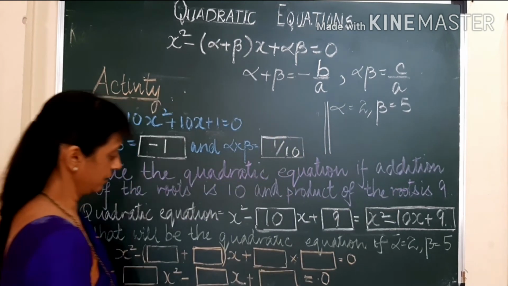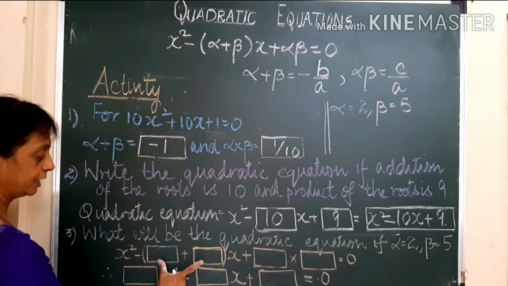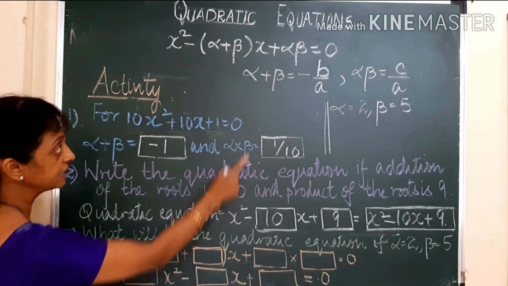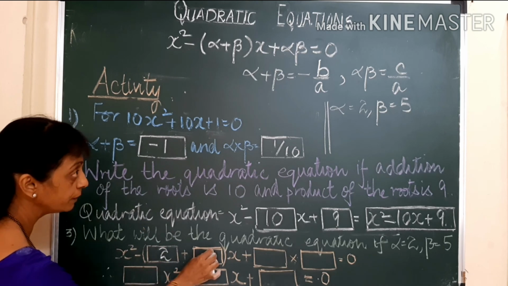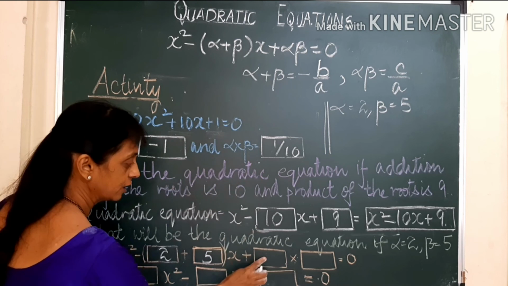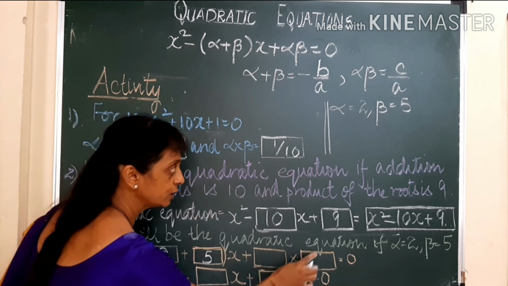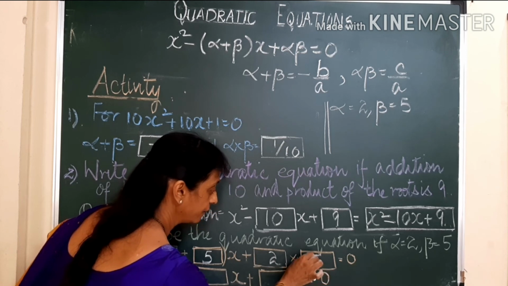So, let's proceed. So, what do we get? x squared minus, into bracket you have alpha plus beta into x. So, what is your alpha over there? 2. What is your beta over here? 5 into x plus, over here you will have the product of the two roots. That is 2 into 5.